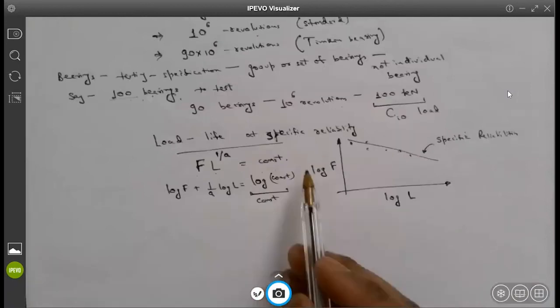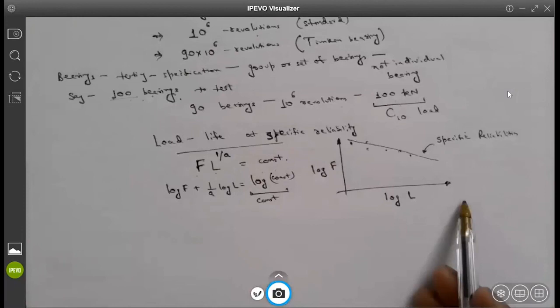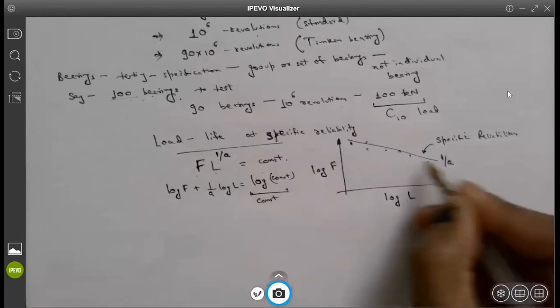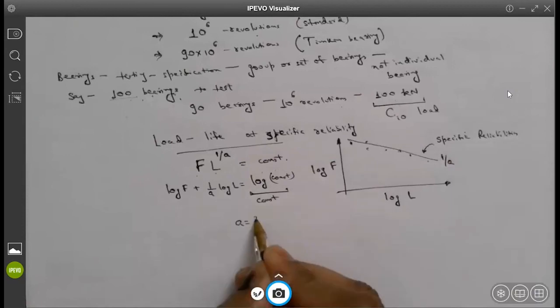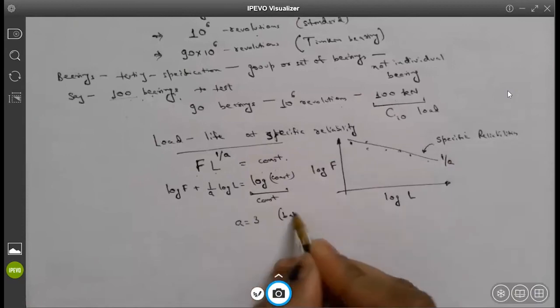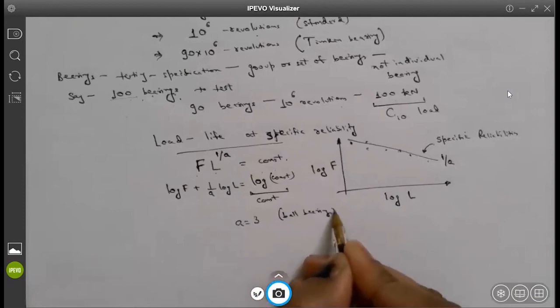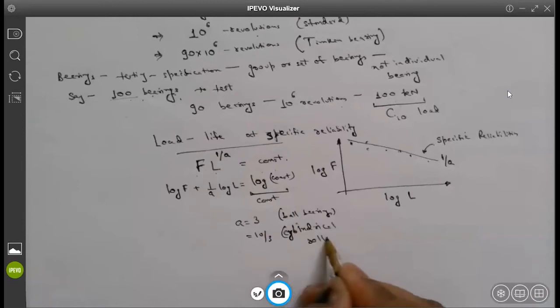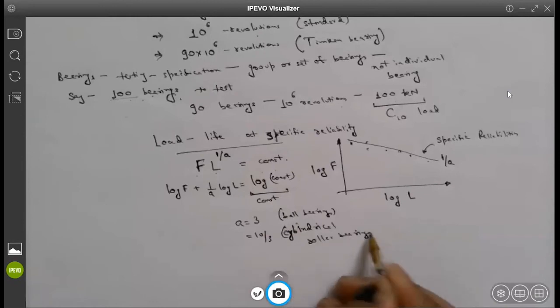So if I have log S and log L, it just equals the slope. Slope is this 1 over a. And this a is a constant which equals 3 for ball bearings and equals 10 over 3 for cylindrical roller bearings.